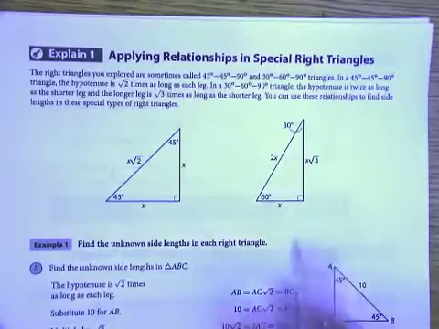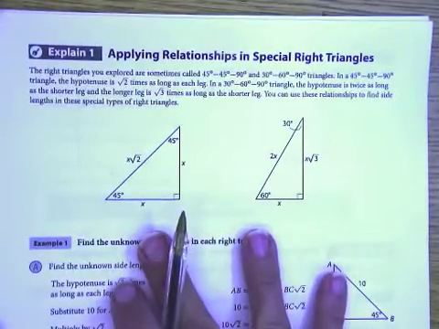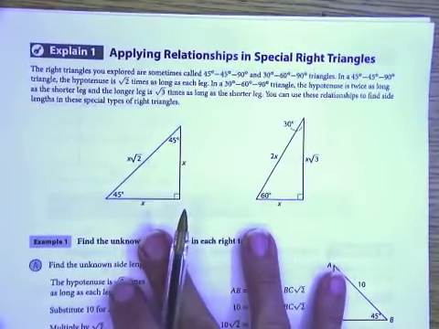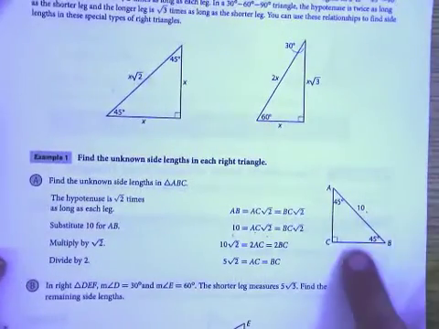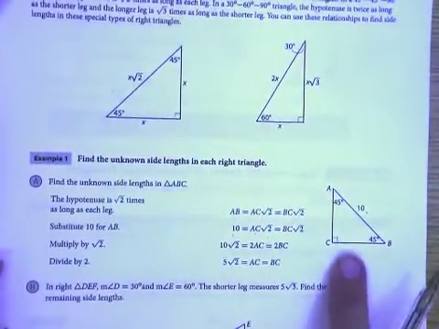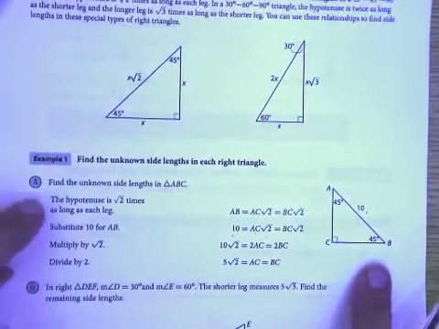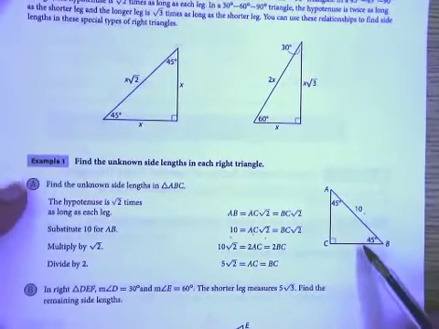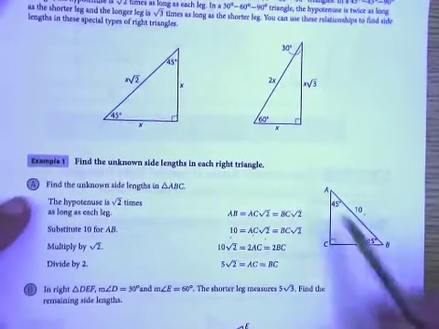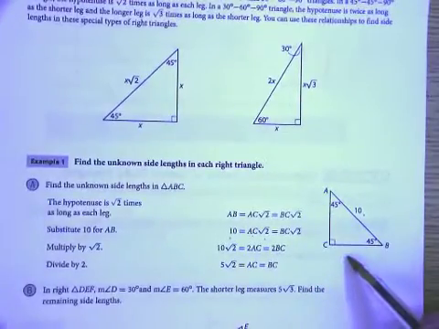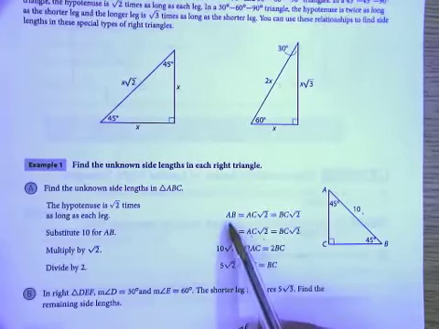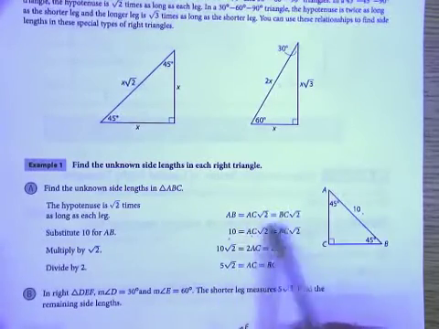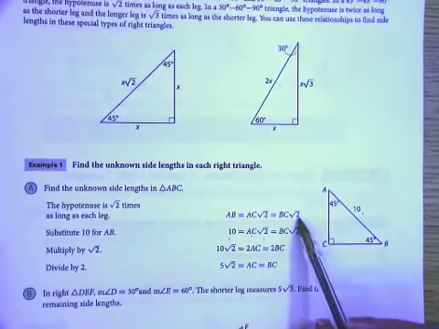So now we're using these properties, and they've kind of outlined them for us here. We're using these properties to find unknown side lengths. In example 1, part A, I have an isosceles right triangle, also known as a 45, 45, 90. I know the hypotenuse, and I'm trying to find the unknown side length, so that's each of these legs. Now I know that they're equal to each other. I know that the hypotenuse equals each of the legs times radical 2.